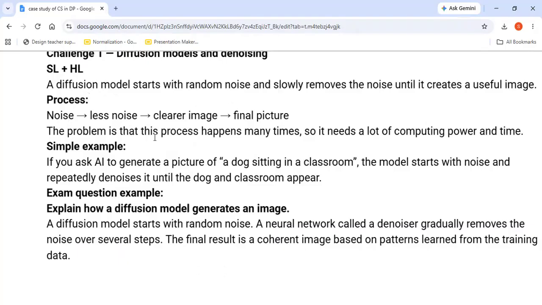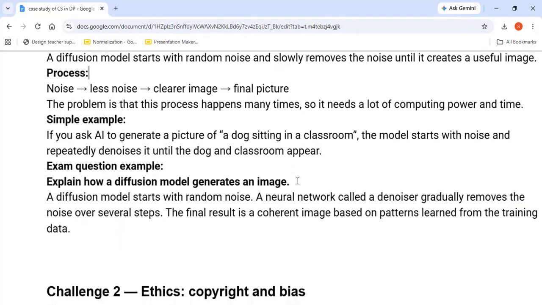So the problem is that this process will happen many times. So it requires computation power, more power and time. The simple example is that if you have to make a picture of a dog sitting in the classroom, the model starts with noise and repeatedly denoises it until the dog and the classroom appear in a proper way.